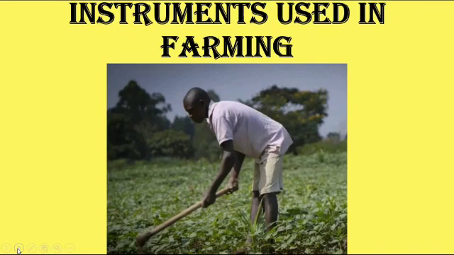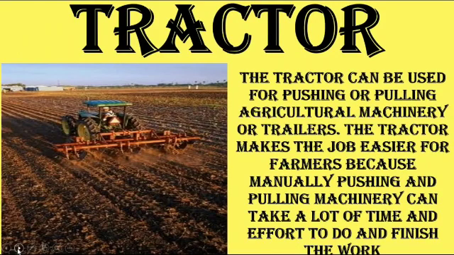There are many instruments used in farming. Farmers use many instruments and tools for agriculture. The most important instrument or tool is the tractor. The tractor can be used for pushing or pulling agricultural machinery or trailers. The tractor makes the job easier for farmers because manually pushing and pulling machinery can take a lot of time and effort to finish the work. So here I'll show you a small video of how a tractor works.